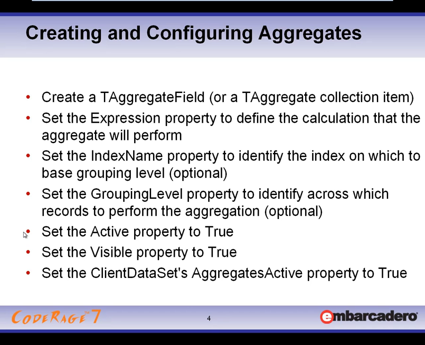Next thing you need to do is set the active property of the T-aggregate field or the aggregate to true. You also want to set the visible property of that object to true. And then the final step is to set the ClientDataSet's aggregates active property to true. Now, there might be times when you want a particular aggregate not to be functioning and not to automatically perform its calculations. Well, you can control that by controlling the active property of the aggregate object.